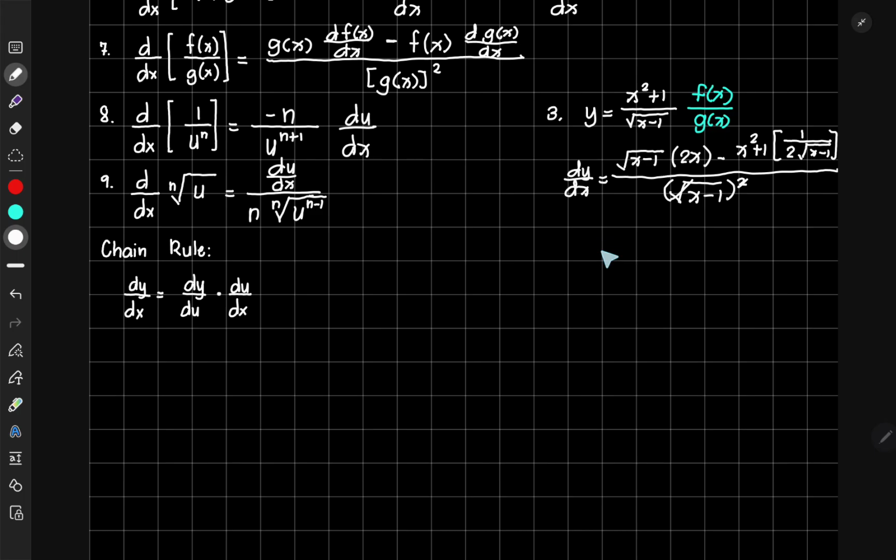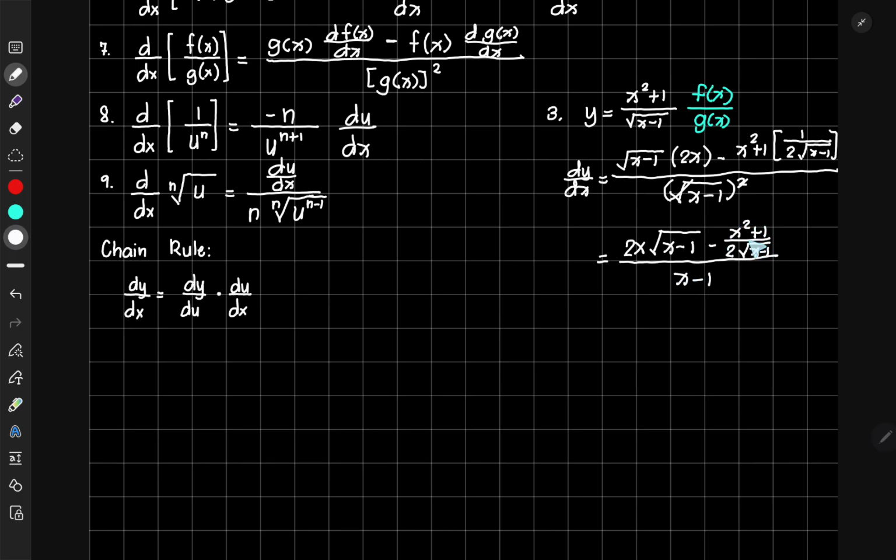So, simplifying the equation, we have this, which becomes 2x, the square root of x minus 1. So, minus x squared plus 1 all over 2 square root of x minus 1. So, I'll just multiply this x squared plus 1 here to the 1. So, that's how it looks. So, this is all over x minus 1.